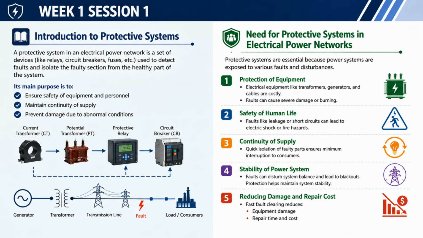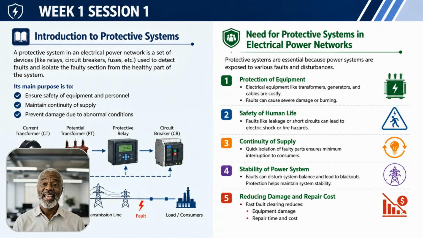Now let us understand why protective systems are important. First, they protect electrical equipment such as transformers, generators, and cables from severe damage caused by faults. Second, they protect human life by reducing the risk of electric shock and fire accidents. Third, they help maintain the continuity of power supply by quickly isolating only the faulty section without affecting the entire system. Fourth, protective systems improve the stability of the power system, reducing the possibility of blackouts. Finally, they help reduce repair costs by preventing major equipment damage and minimizing maintenance expenses.